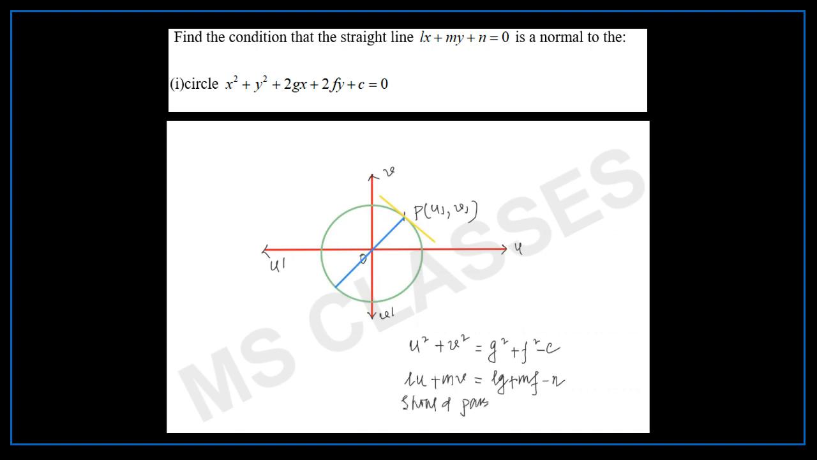to the center of the circle, which is the origin here, and therefore LG plus MF minus n equal to 0, which is the required condition.